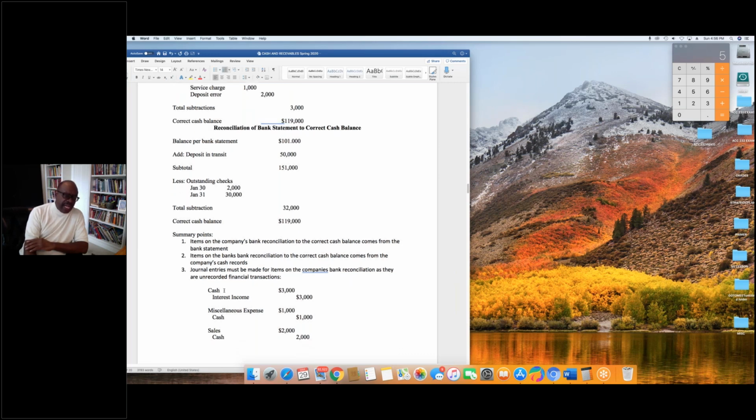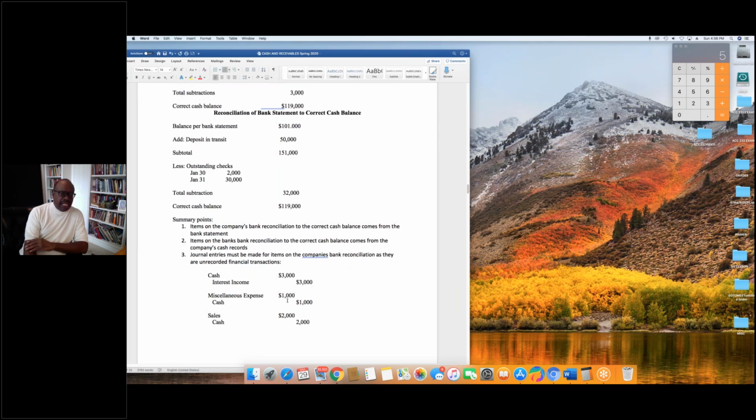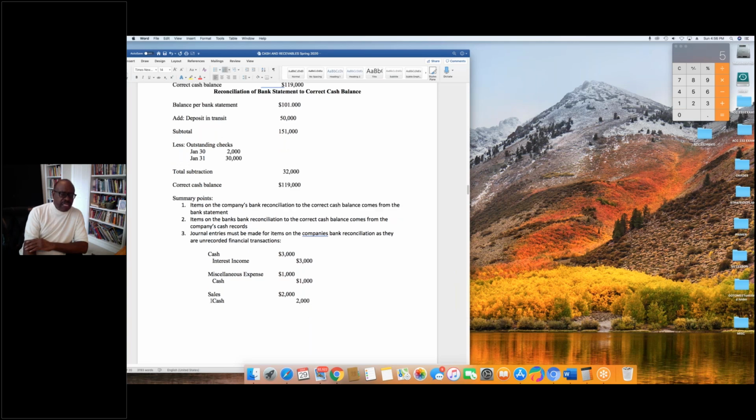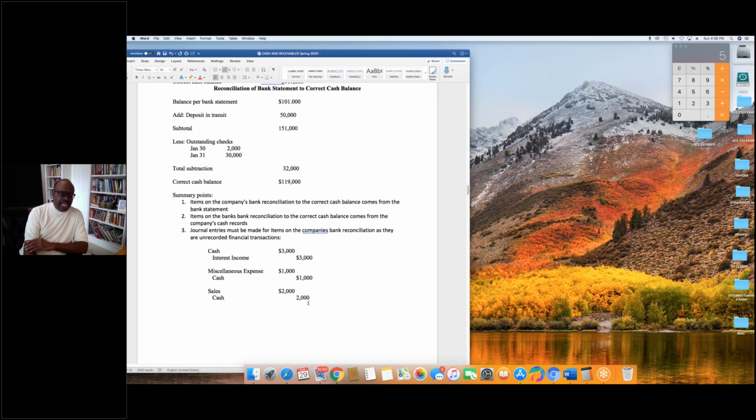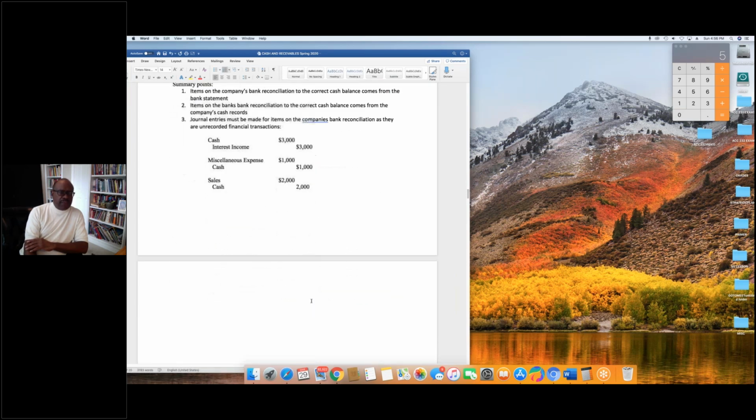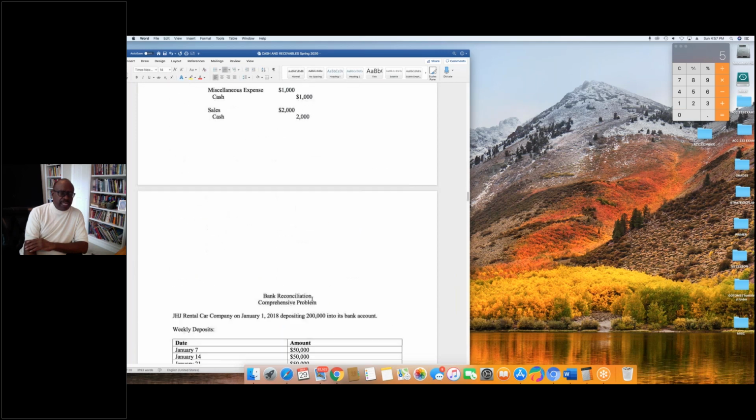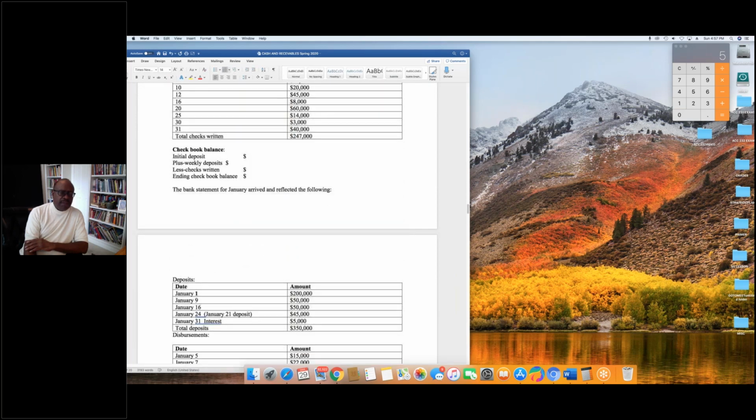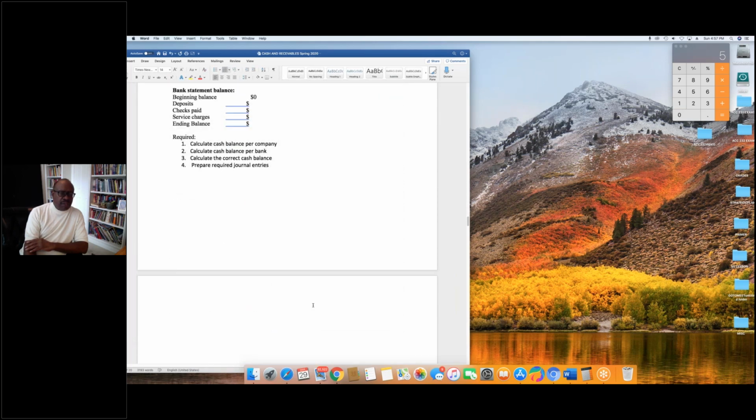transactions. So we debit cash and credit interest income, 3,000. We debit miscellaneous expense and credit cash for 1,000. Then for that error in the deposit, we're going to debit sales and credit cash and see what happens. So, students, we expect you to be able to handle this. And I think we have a little problem for you all to work on.